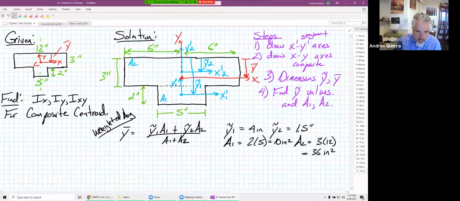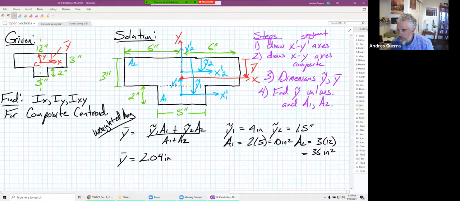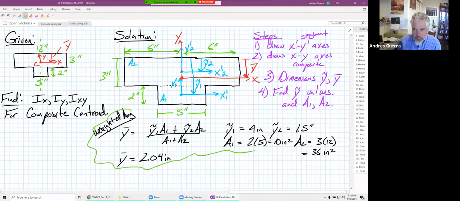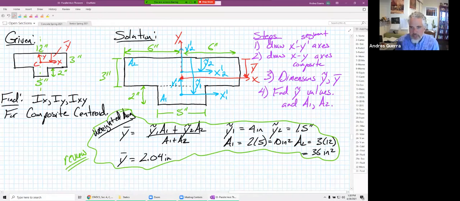And so now we plug this all in for y bar, and we're going to find that y bar is equal to 2.04 inches. So that's the weighted average stuff. This is all really a review. We have done this stuff before, for finding the centroid of that area. Okay, and then that leaves us step number 5. We can calculate y bar.